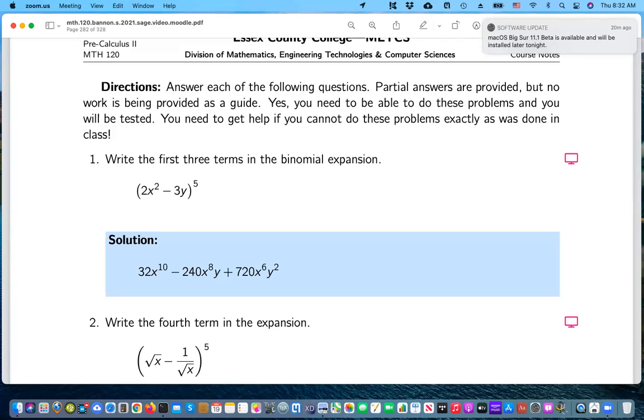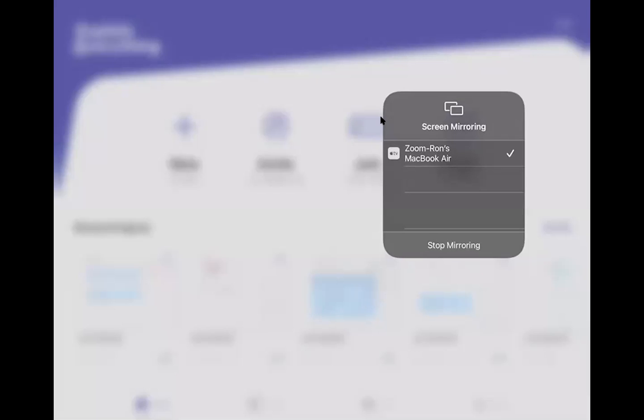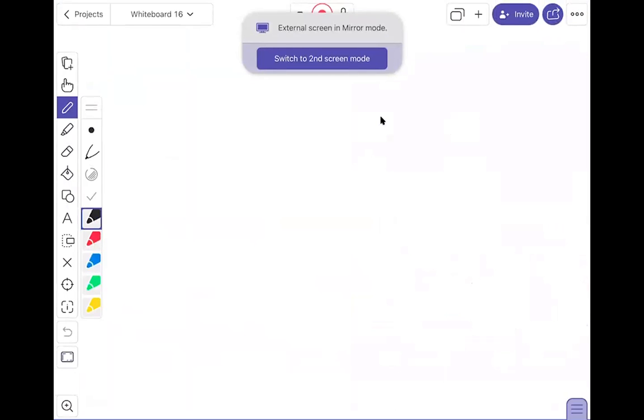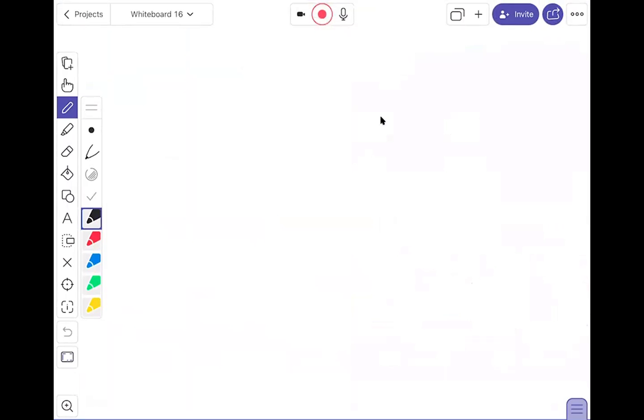I just have to launch my whiteboard at this point. We know the answers printed in the key are correct. I'm going to go to a clean whiteboard and tell you what I'm looking at. I'm looking at the problems, and I remember we started with problem number 1. I'll write this down for you. This is the homework on the binomial theorem, number 1.